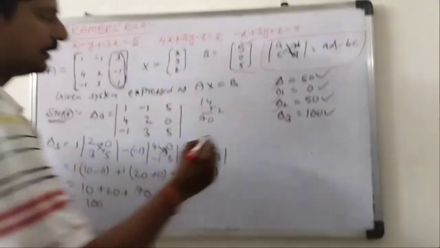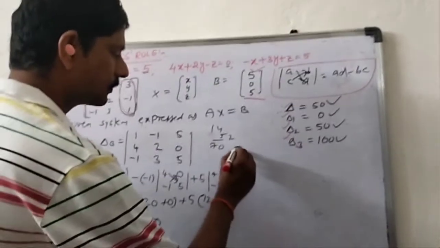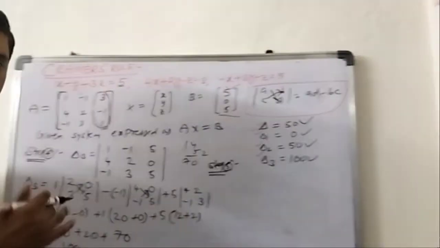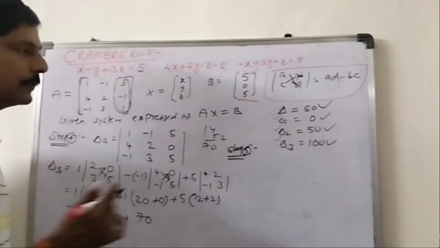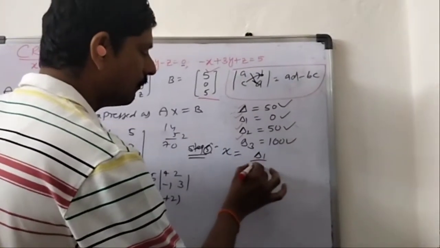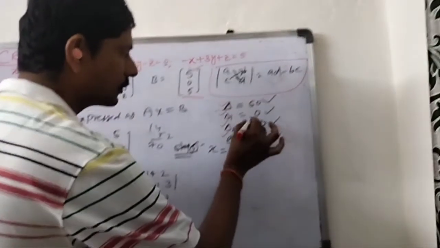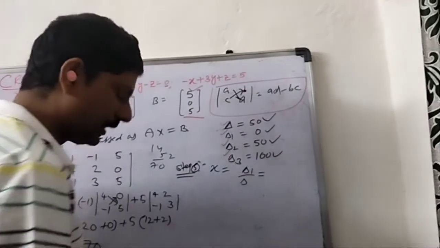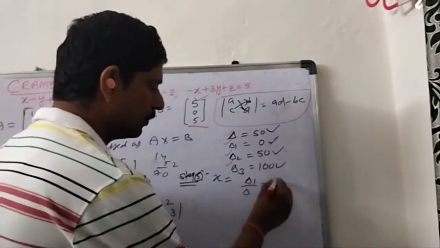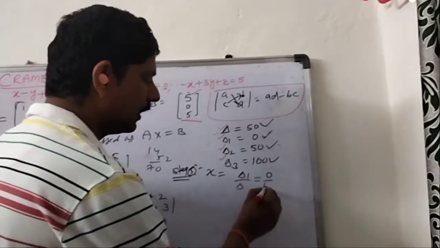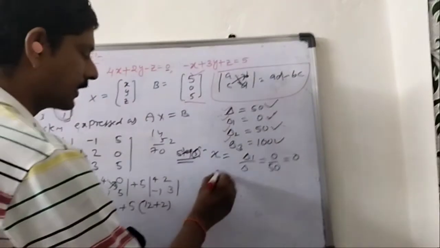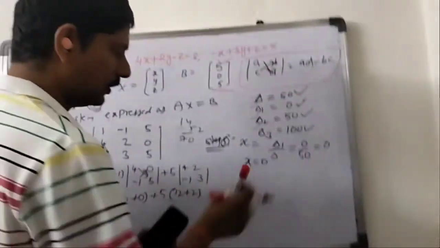Now I am going to explain step 5 here itself. What is our last step? How to find the x value, y value, z value? x is nothing but delta 1 by delta. Delta 1 is 0, so 0 by delta 50 is 0. So x equals 0.